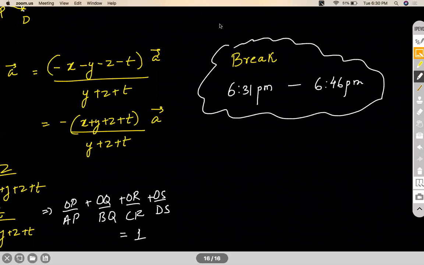Okay, in the introduction to vectors, we have some more concepts. I think one more concept to be covered, and then we can start with dot product. Enjoy your break.